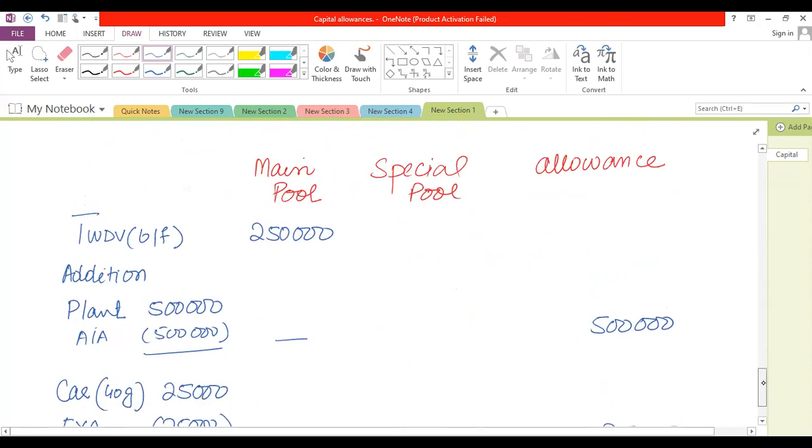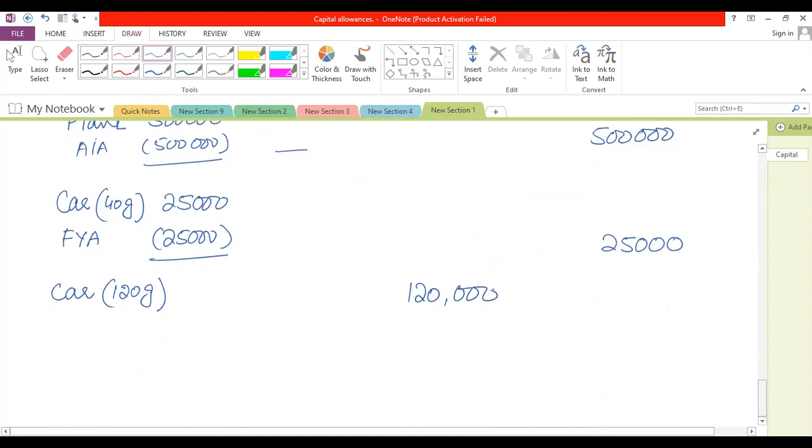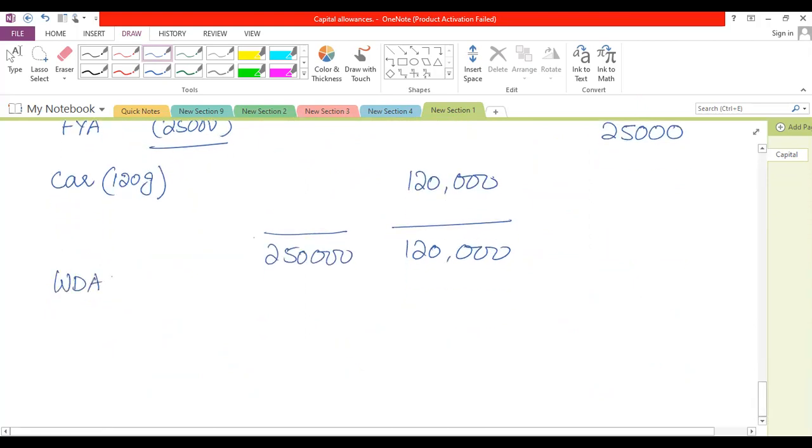Now we have to calculate the total of each column. So we have 2,50,000 in main pool, 1,20,000 in special pool, and now we have to calculate the respective WDA, that is 18% on main pool and 6% per annum on special pool item. So 250 into 18%, that is 45,000. Transfer it to the main allowance section, and 120 into 6%, that is 7,200.